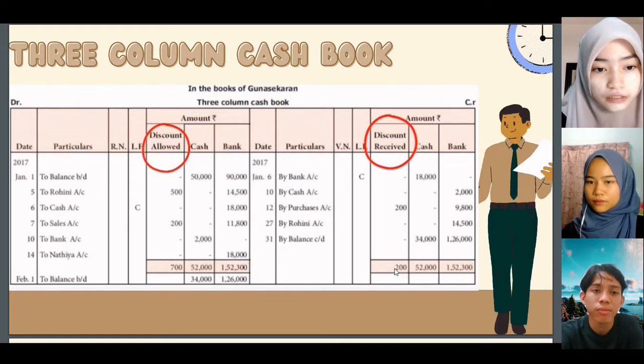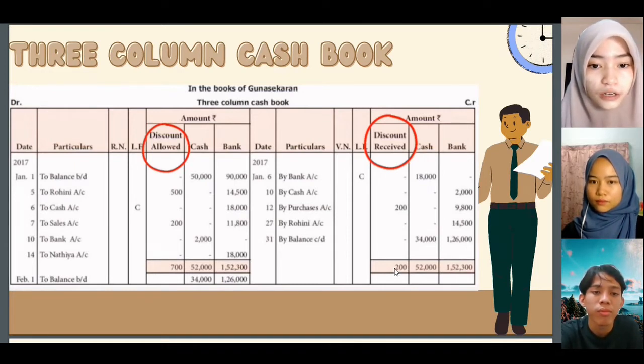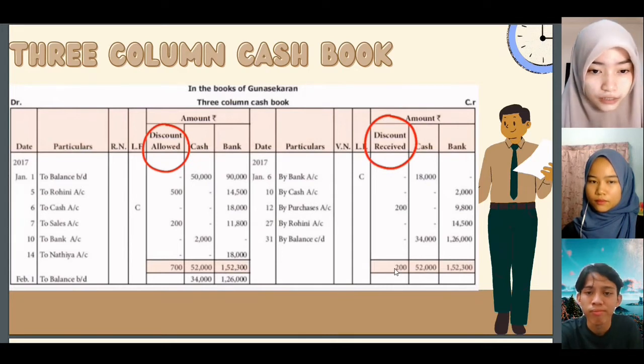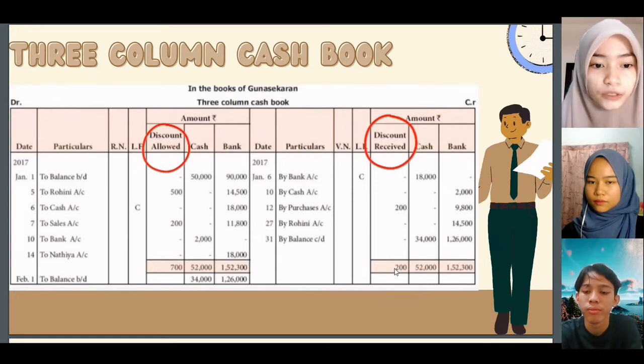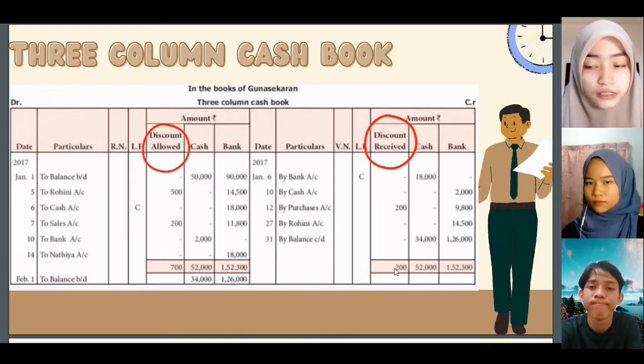Second is three-column cash book. It is used to record all cash receipt and cash payment. It has three columns which are discount allowed, cash in hand and cash at bank on the debit side, and discount received, cash in hand, cash at bank on the credit side of the cash book. This type of cash book is used to record entries with cash discount.